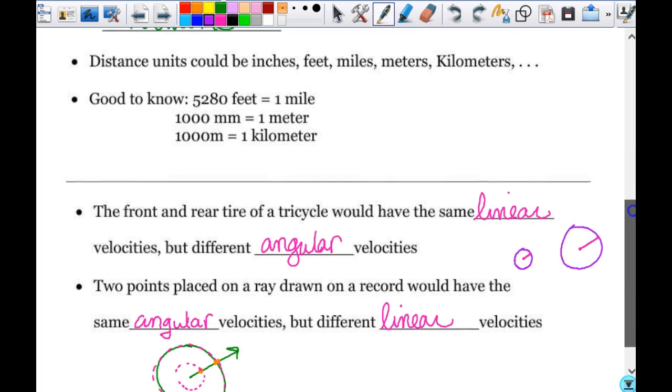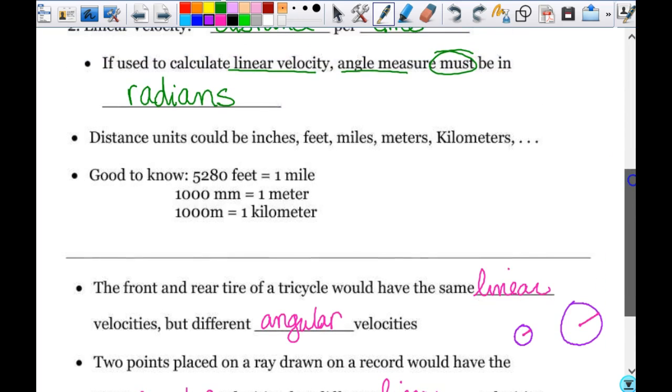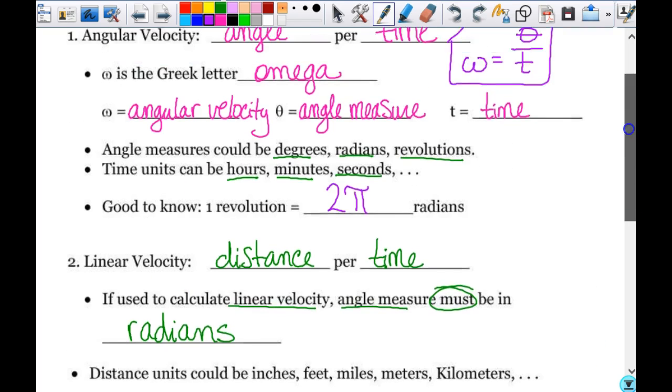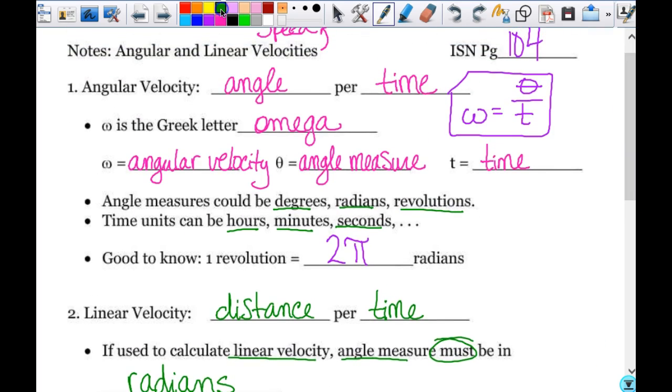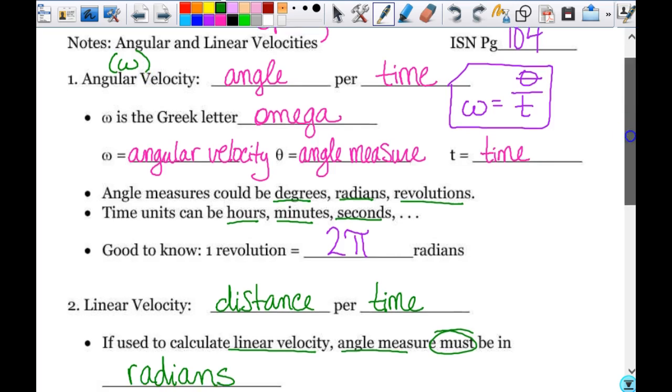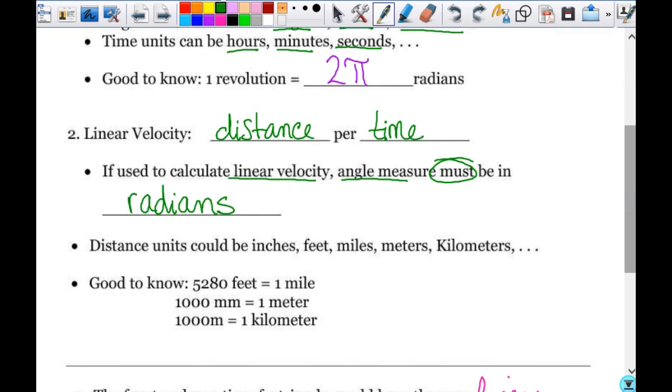a science class, or probably more likely in a science class than in a math class, but and our distance could be in inches, feet, whatever. And then these are some conversions you got to make sure that you know. All right, so your angular velocity, I was going to add this up here. This is your omega, right? And then your linear velocity is just v for velocity.